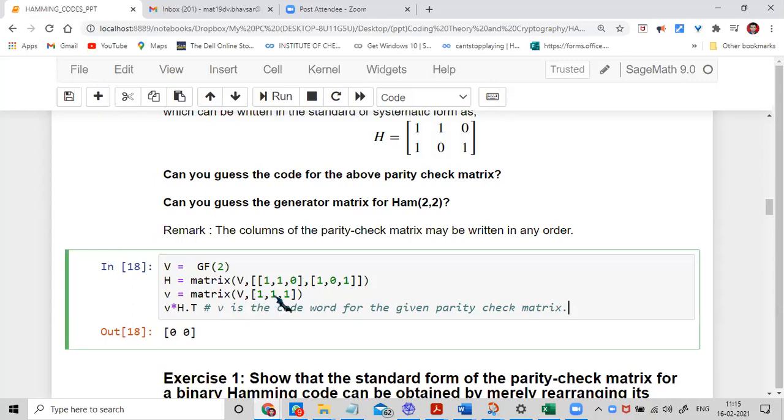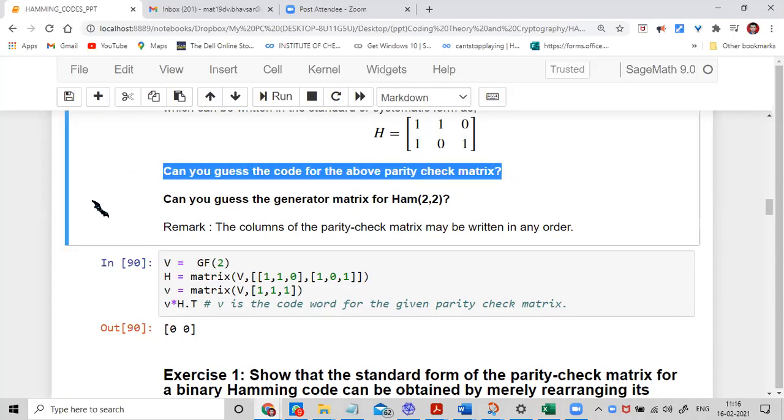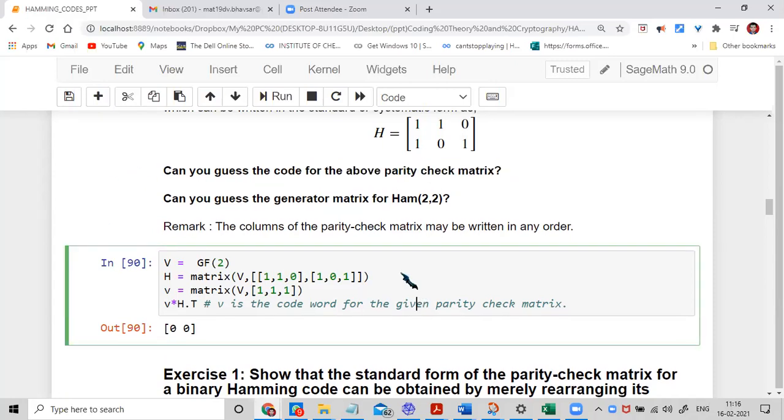So what we get here is I'm taking this 1, 1, 1 and applying this to check if it is 0 or not. So it is 0, 0. That means it's a code word for the above, and the answer would be correct.